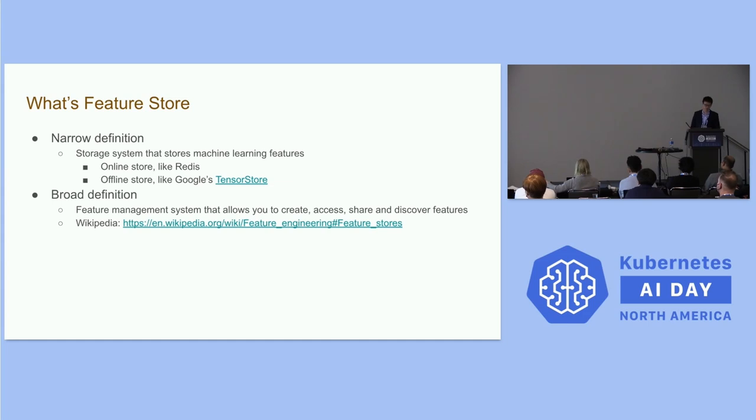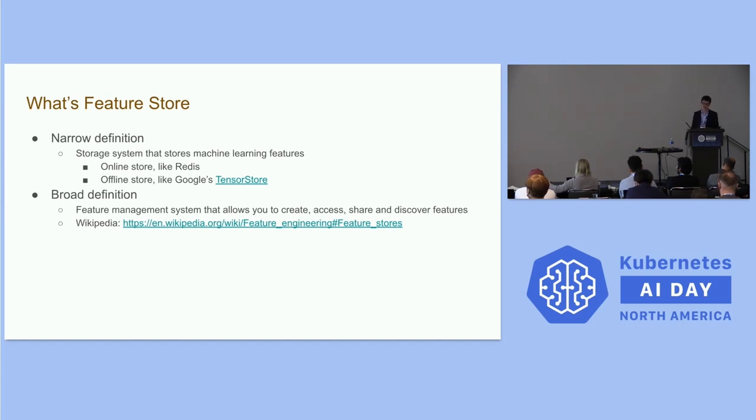So, feature store. For some people this might be confusing, because I think this is not a well-standardized term. In some marketing material, people will define it in a narrow way. It just means the storage system that stores the feature data itself, for example, a Redis feature store. Or Google has this tensor store, mostly for offline training purposes. People call it a feature store as well.